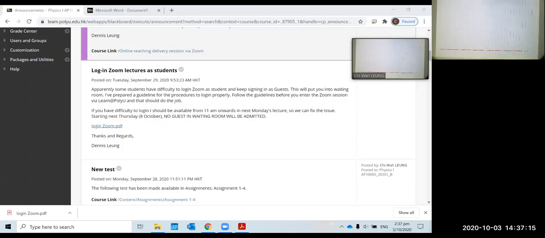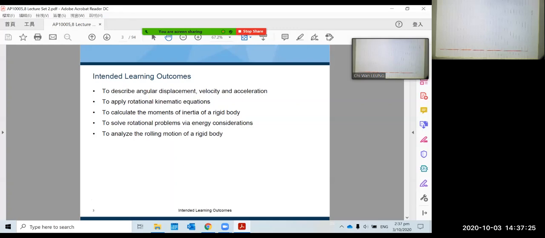We are still at unit number 10, rotation of a rigid object about a fixed axis. So we are still some distance from it. And the concepts, I should say, they are not very straightforward for many of the students.